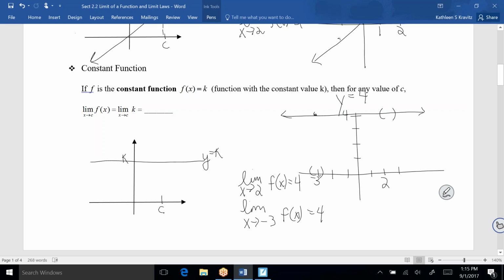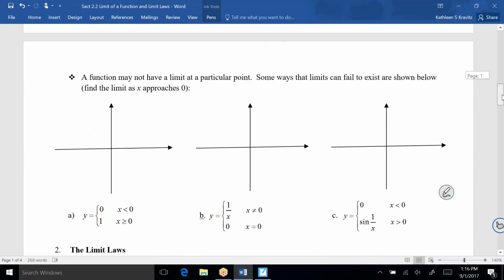And we can pick any value c, and again, c can be any x value, but if we pick any value of c, the limit is still going to be equal to whatever k is. So the limit as x approaches c of k is always going to be equal to k, whatever that is.